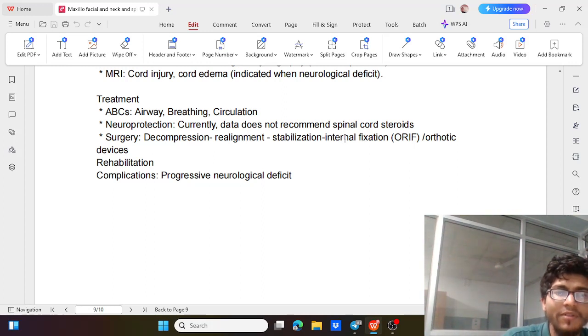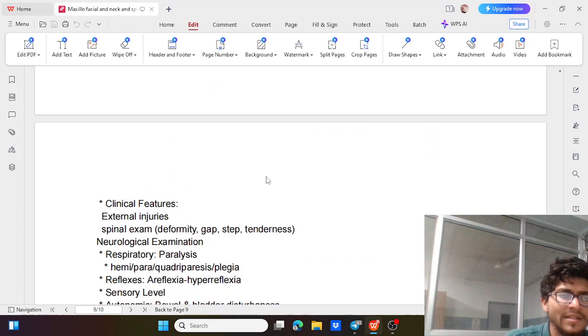And this is done with the help of internal fixation, that is open reduction and internal fixation with various plates, screws and rods, or orthotic devices can even be used for stabilization. Then we'll have rehabilitation in the form of physiotherapy, orthotic support and occupational support. Complications which have to be addressed could be a progressive neurological deficit. So this was the basics about spinal trauma.